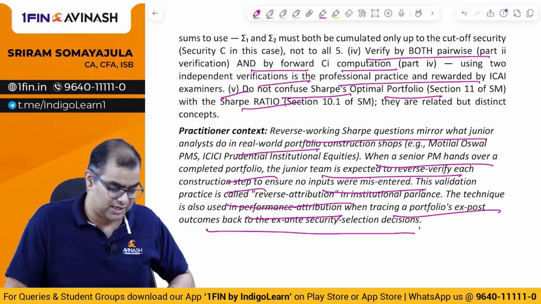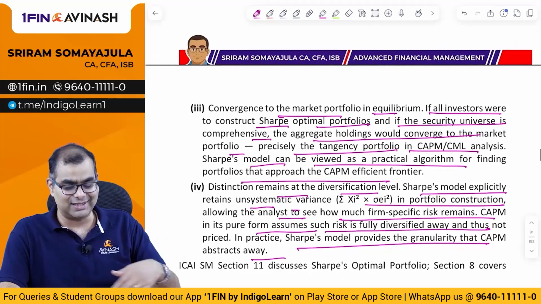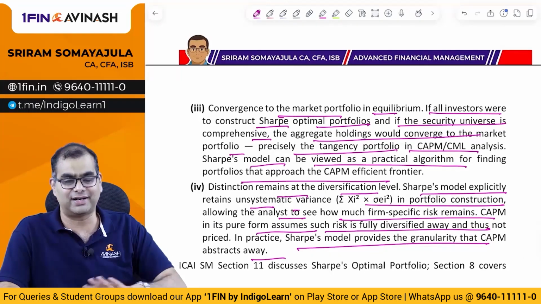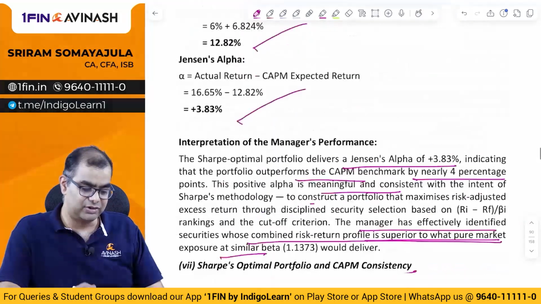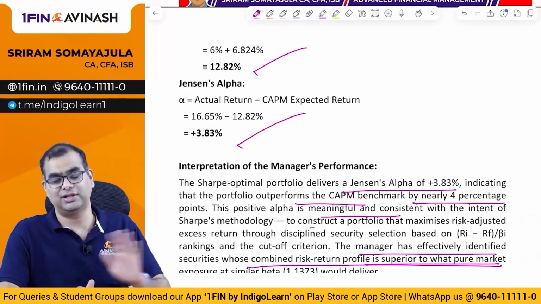All this is not relevant to us. What is relevant is the question. All this other random stuff that AI generates is not relevant to us. What is relevant is only the question: how do you do reverse working? That's all. That is the only element.